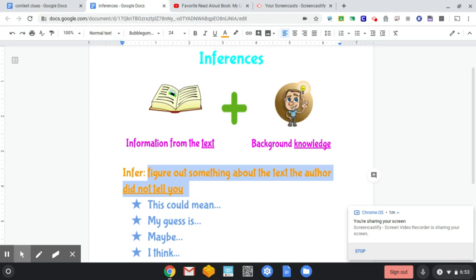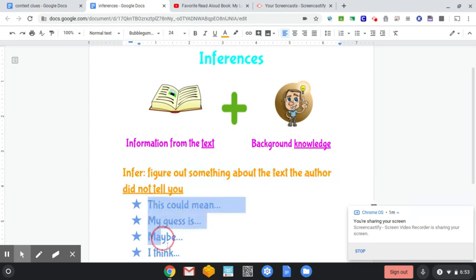I like this about books too. I like a little mystery, trying to figure it out. As we're reading a story today together, we might be using these sentence starters. This could mean, my guess is, maybe, or I think.